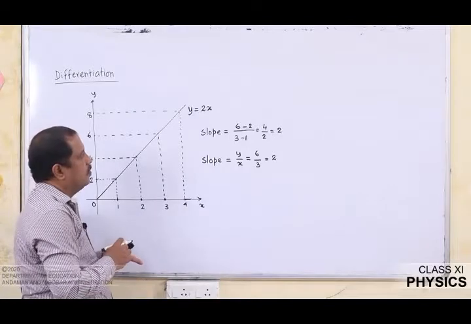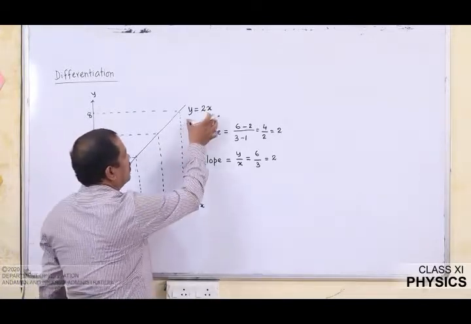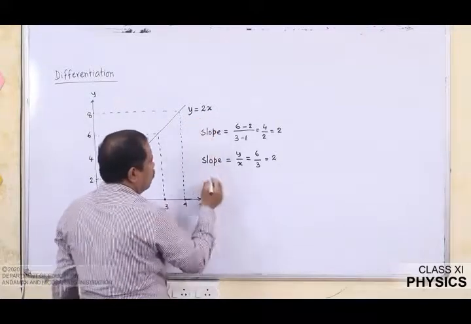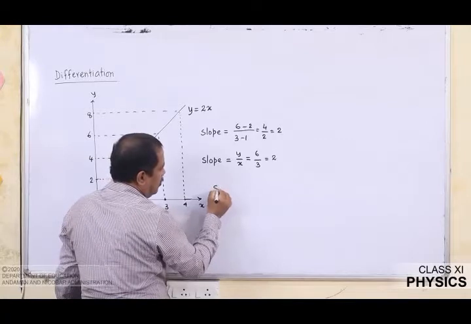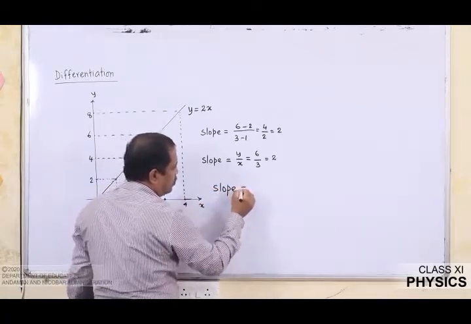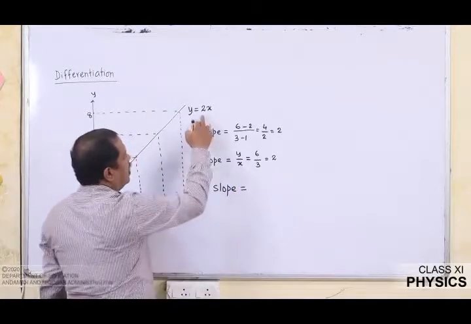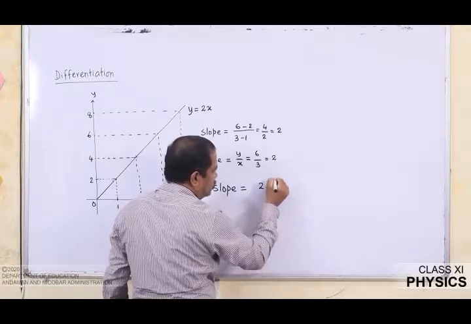Thirdly, I am going to use one technique. See, I have y is equal to 2x. So, this is the function for me. I am trying to calculate the slope. When I try to calculate the slope, I have 2x, so I have 2x power 1.